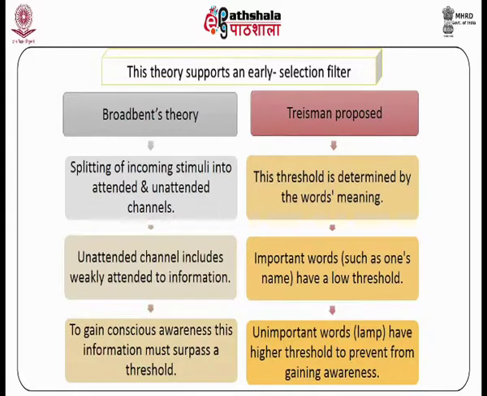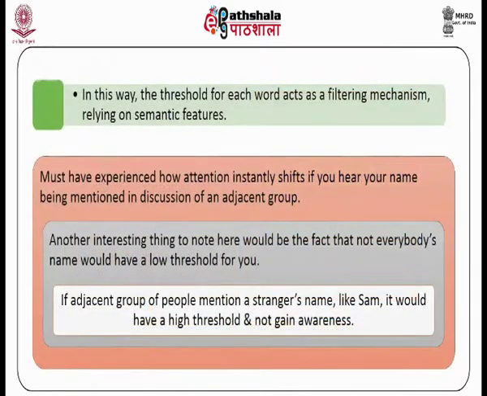Treisman proposed that this threshold is determined by the word's meaning. Important words have a low threshold, allowing them to easily gain awareness, whereas unimportant words have a higher threshold to prevent them from gaining awareness inappropriately. In this way, the threshold for each word acts as a filtering mechanism, relying on semantic features.